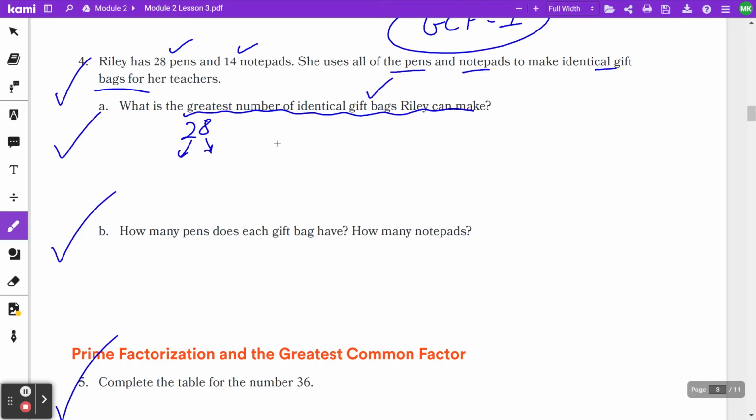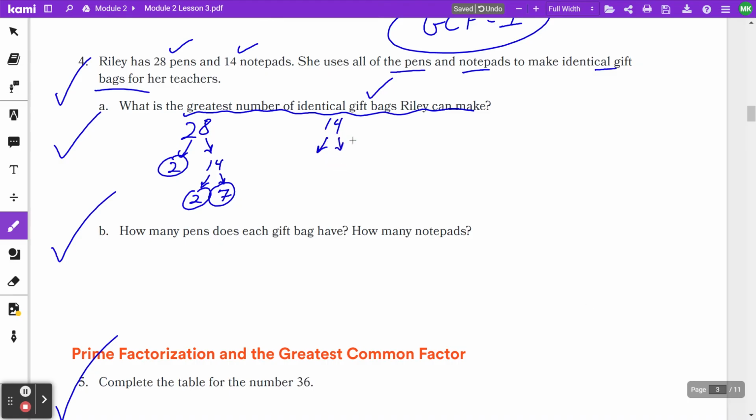I'm going to break that up into, how about 2 times 14? Okay, that gives me 28. I'm going to circle that 2. That's prime. Well, 14, I can break that up into a 2 times a 7. Both of those numbers are prime, so I circle those. So 28's done.